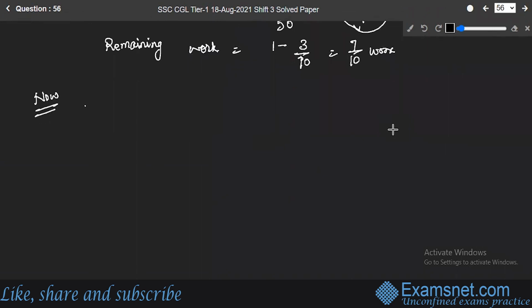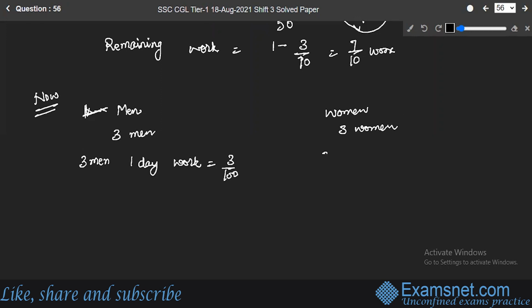how many men are there? There are 3 men and women are 3. Okay, 3 men and 3 women are there. So again, the same thing. One man's work was 1 by 100 in 1 day. 3 men, 1 day work is equal to 3 by 100. Similarly, 3 women, 1 day work is equal to 3 by 150.